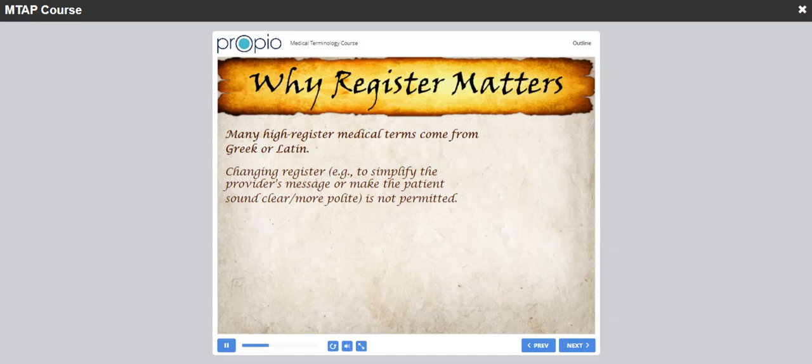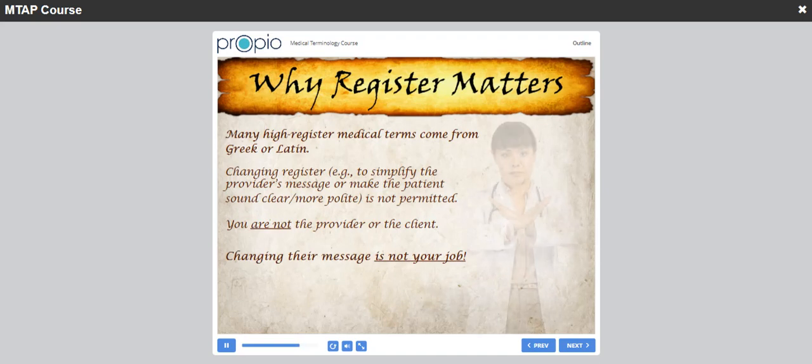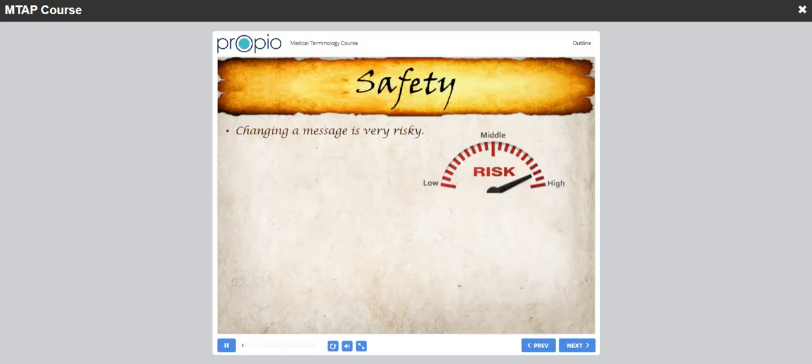Changing a message is very risky. Instead, get the speaker or signer to change register. It should be them, not you. Yes, it could be challenging to keep the correct register sometimes. If you are uncomfortable because the provider's register seems high, avoid saying that the patient doesn't understand. Don't ask the patient about it.